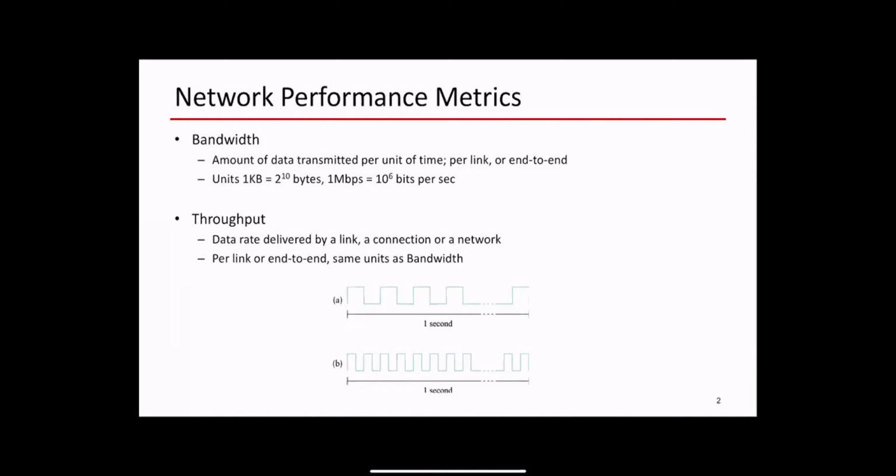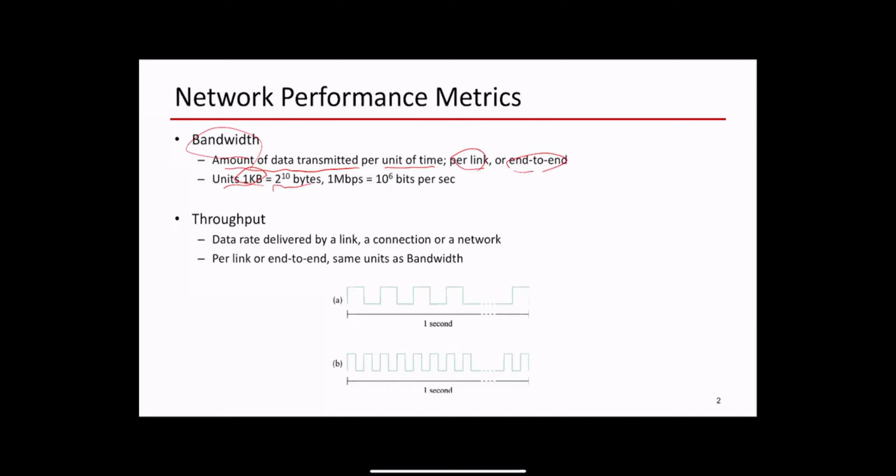The metric we use in the network world is bandwidth. Bandwidth is the amount of data transferred per unit of time, usually a second, per link or end-to-end. End-to-end means from me to the server, like a YouTube server to my device, and my device to the YouTube server. And the unit we use is the byte; 1 kilobyte means 2 to the 10 bytes.